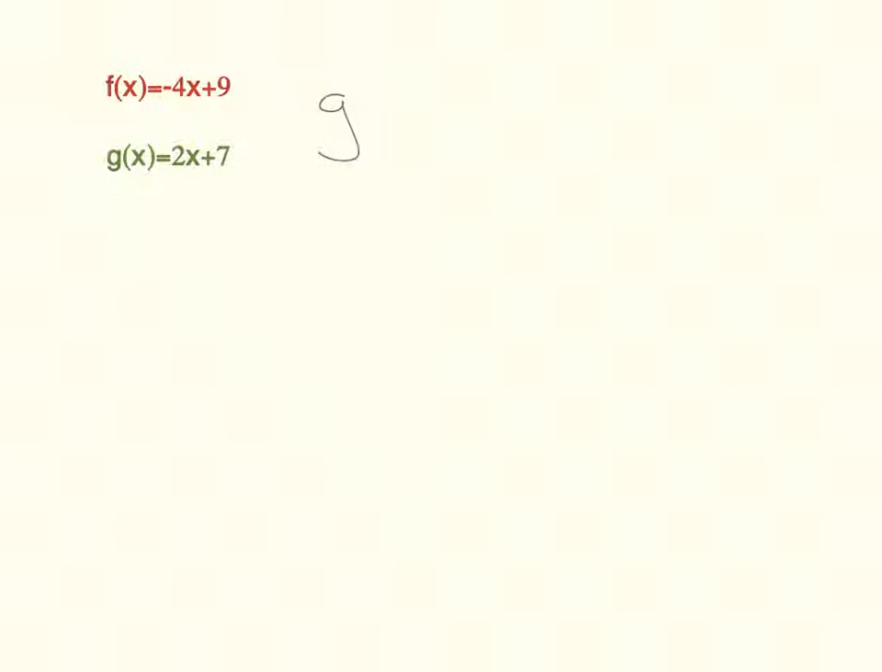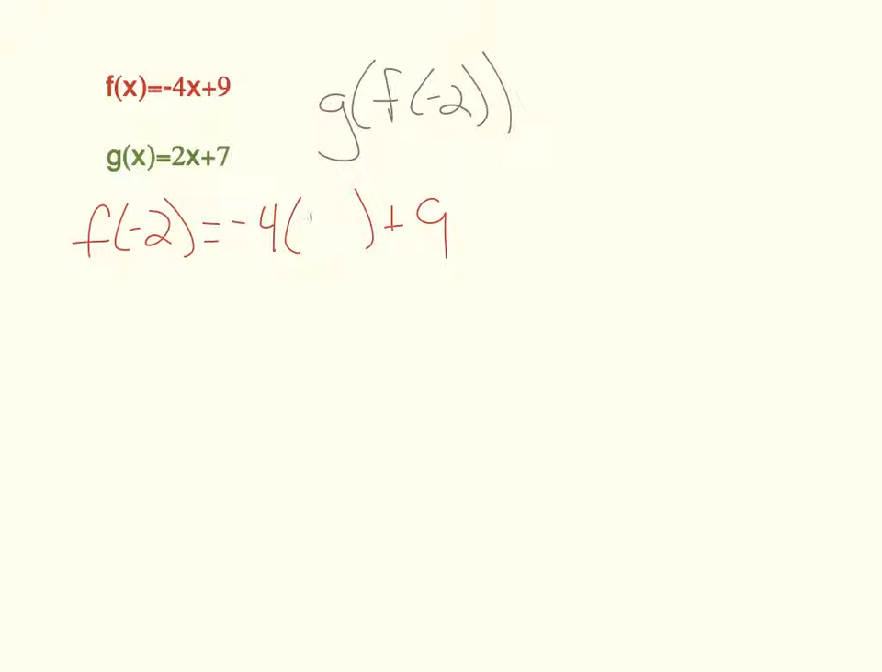So g of f of negative 2 is what we're going to do this time. And since we actually have a numeric value, we're going to plug that in, because really what we want to know first is what the heck is f of negative 2. So let's just find that out. f of negative 2 is where we plug in negative 2 into this rule. Okay, so we're going to find it: 8 plus 9, which is 17. So that's actually what f of negative 2 is.